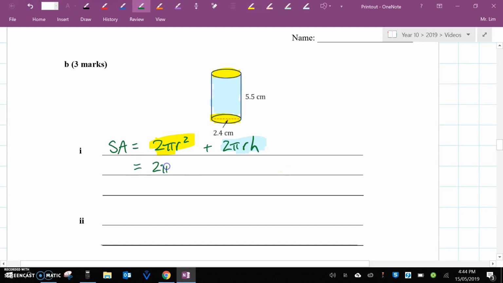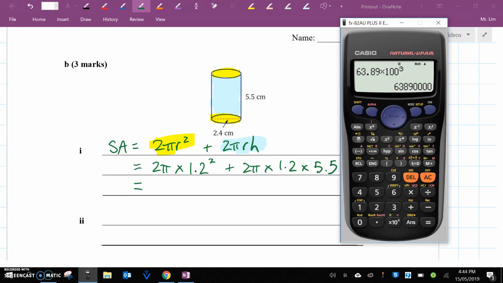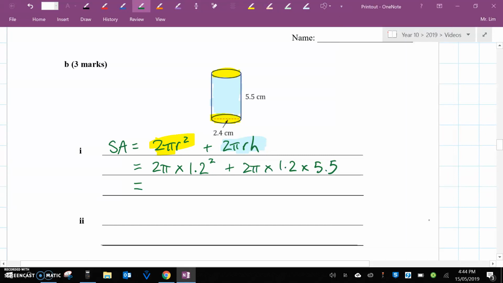So we have 2 pi times, what's the radius? Well, here the diameter is 2.4, so the radius is 1.2 squared plus 2 pi times 1.2 times the perpendicular height, which is 5.5. Put that in our calculator. .52 centimeters squared.